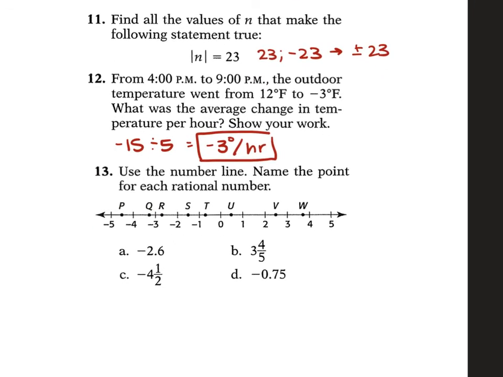For 13, it says use the number line, name the point for each rational number. For A, we have negative 2.6. Well, negative 2.6 is R. For B, we have 3 4/5, which is W. C is negative 4 1/2, so that's P. And D is negative 0.75, which is T.